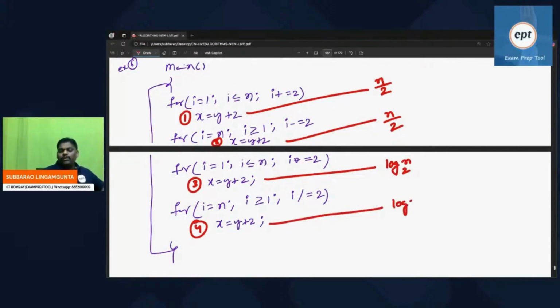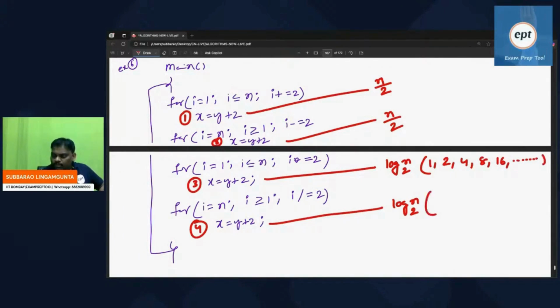If you want, you can verify. Always divide by 2 or always into 2, it becomes double. Double means what? First you started with 1, right? 1 into 2 is 2. 2 becomes 4. 4 becomes 8. 2 into 8 is 16. So it is going in multiplication of 2. You count if you want, it is going log n times.